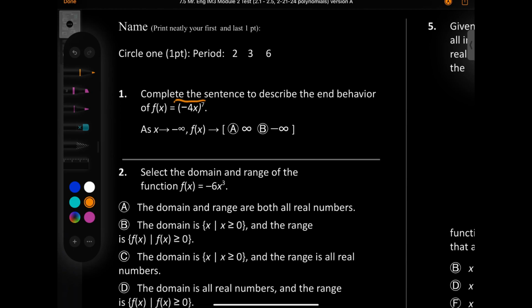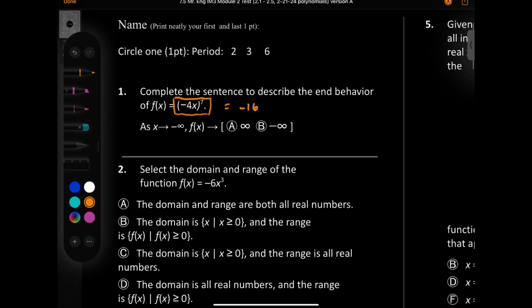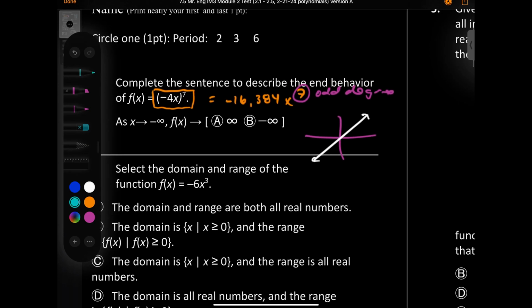Okay, so this here, you could expand it, and I pull out my calculator. I'm just typing in -4 to the 7th power, gives me negative 16,384. That'd be x to the 7th. And all we need to know is that this is an odd degree, just like the easiest one, linear. And then this is a leading coefficient that's negative, so it's going to switch these.